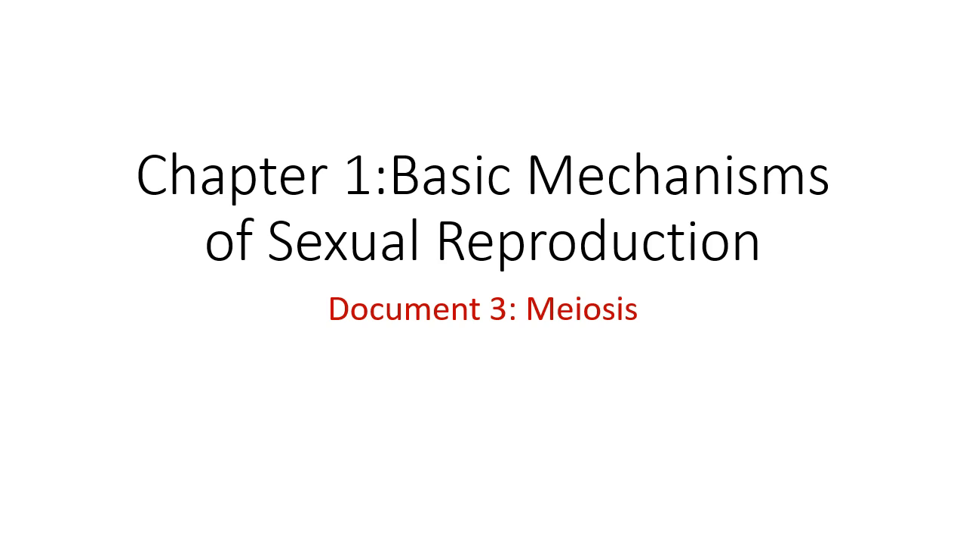We all know that reproduction is of two types, sexual and asexual. Sexual is the mating between two individuals of opposite sexes, but asexual is a mitotic cell division where the offspring are identical to their parents. Now we will start with document 3, meiosis.